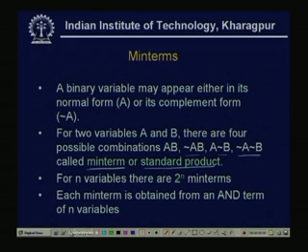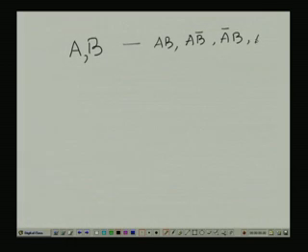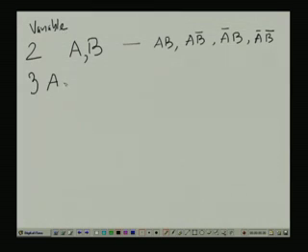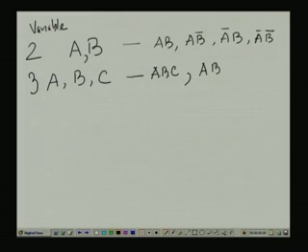See, just now we have seen for two variables A and B, there are A B, then A B bar, A bar B, this is the same as that of negation, and A bar B bar. Similarly, if it is three variables, A, B, C, what will be the product terms? This will be A, B, C, meaning A dot B dot C. Okay, so I am telling simply A, B, C. This is A, B bar, C bar.